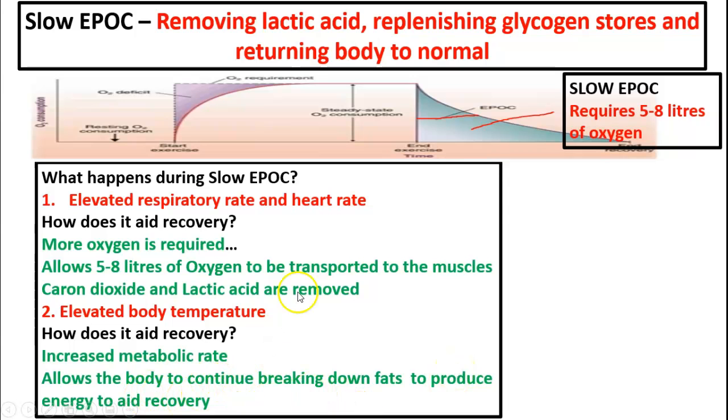That's our first thing. The whole of slow EPOC needs to start from this point. The most important part of this, of course, is the fact that we've got 5 to 8 litres of oxygen, which we've got in via the elevated respiratory and heart rate. Now what we're going to have a look at is the next stage. So that's our start point, nice and easy. When we're in recovery, our slow EPOC really is emphasized or helped by the fact we've got these elevated rates.